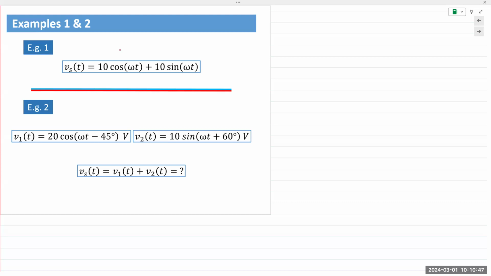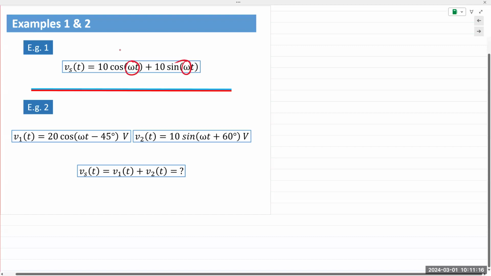So when you are asked to add 2 sinusoidal waveforms, the first thing you should look at is the frequency, in this case omega. The value of omega is not given to us, but it does not really matter because a phasor is a vector representation in the frequency domain. It does not contain any information about omega. So we do not need to know the value of omega to actually add these waveforms.